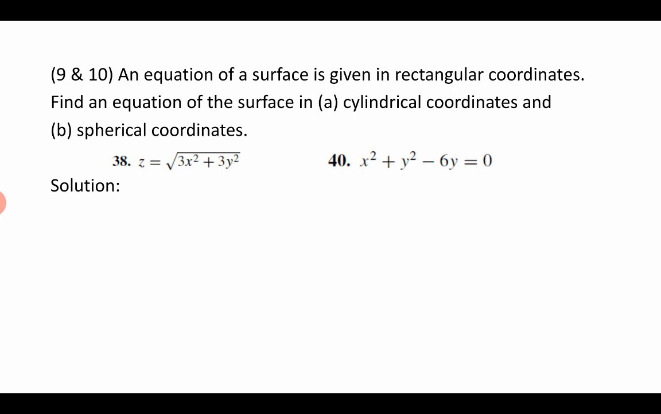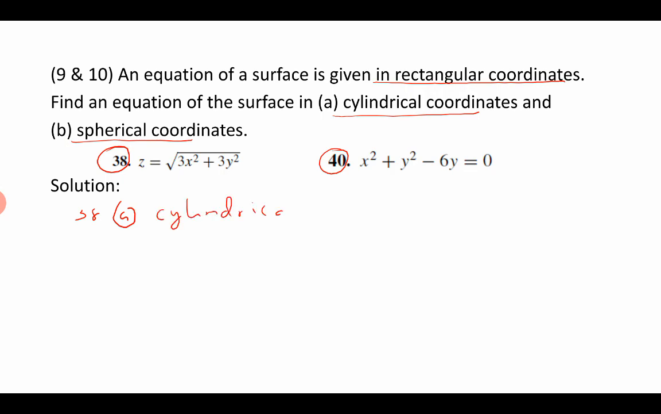An equation of the surface is given in rectangular coordinates. This is problem number 38 from the textbook, and 40, probably the last two problems. Given in rectangular coordinates, so all the equations are in x, y, z. We have to convert first into cylindrical coordinates, and second into the spherical coordinate system. Okay, 38. First case, we are moving towards cylindrical coordinates.